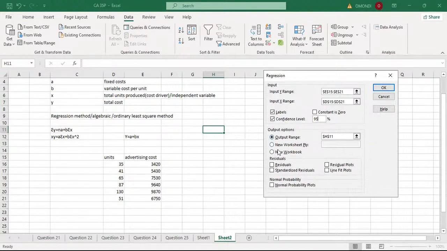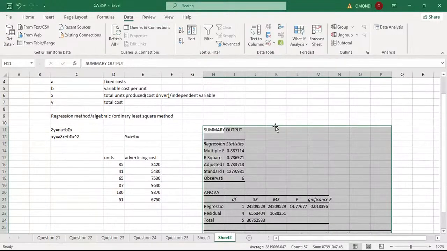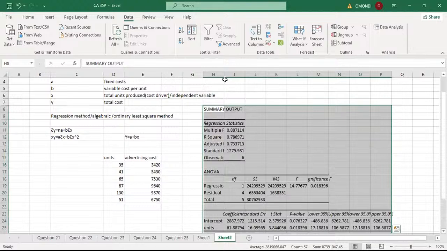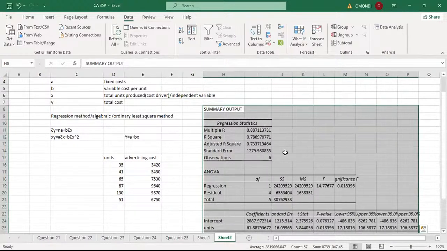The next thing you are supposed to concentrate on is this part. Do you want it to be in a new worksheet or in the same worksheet? I want mine to be in this same worksheet. So I come here and put output range. Do I want it to start from this point, or from down somewhere there? It is upon you to decide. So let me make mine to be at this point. Then I say, okay. That is what I have now generated.